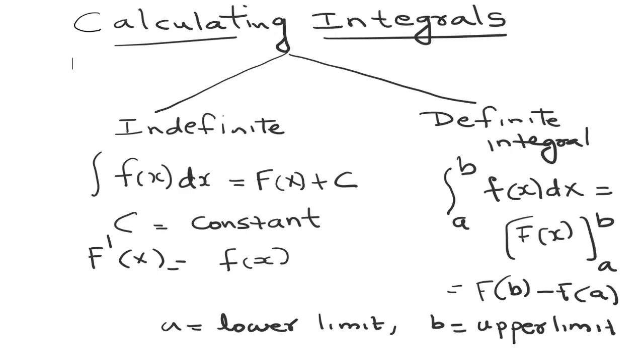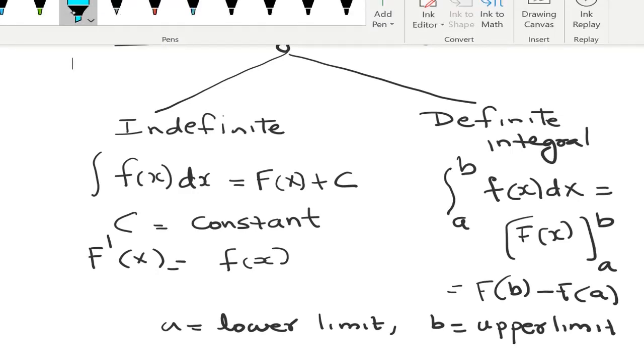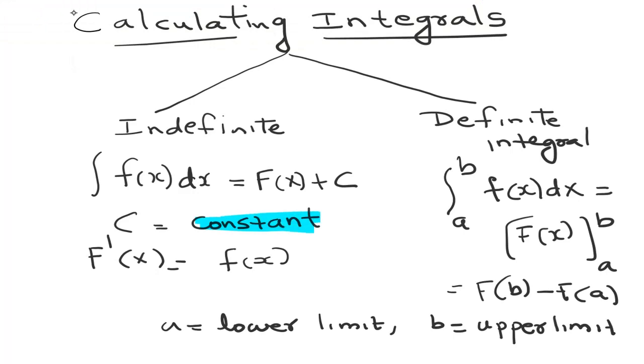So the main difference between indefinite integral and definite integral is that in an indefinite integral there will be a constant c, whereas in a definite integral there is no constant c and we will be applying the limits, the upper limit and the lower limit, and then we will be getting the final answer.